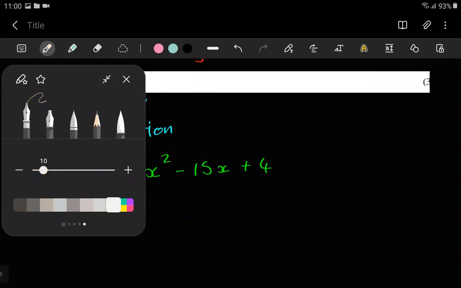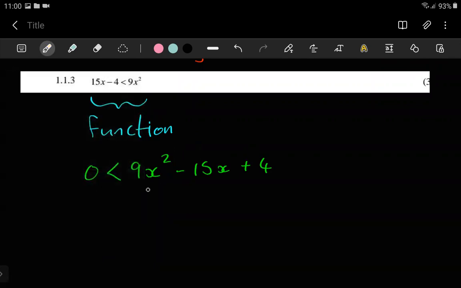What you want to keep in mind is now you're seeing that this is just a parabola. Do you see that this is just an equation of a parabola? Yes, yes, I do.